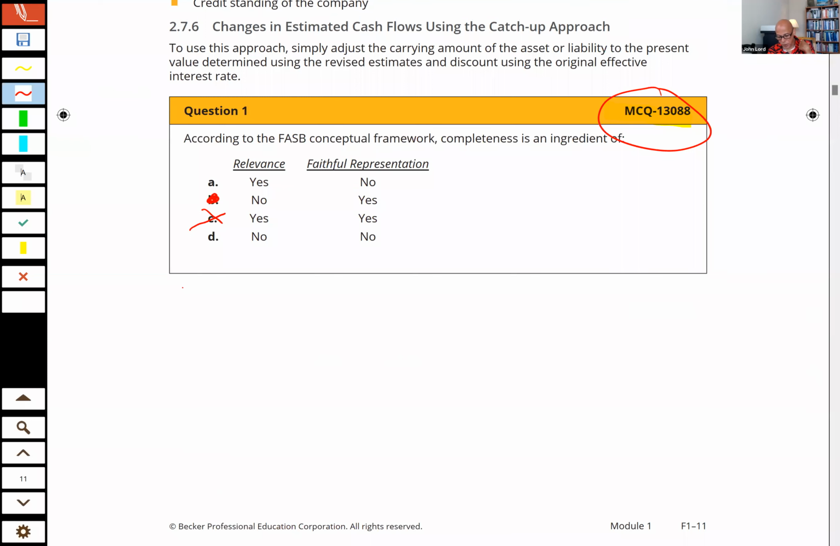Now, I told my little story about completeness and somebody not telling you the whole story and just giving you a piece of it. They weren't being very faithful in their representation, right? So for faithful representation, completeness was an ingredient. Relevance was predictive value, confirmatory value, and timeliness, right? Okay.